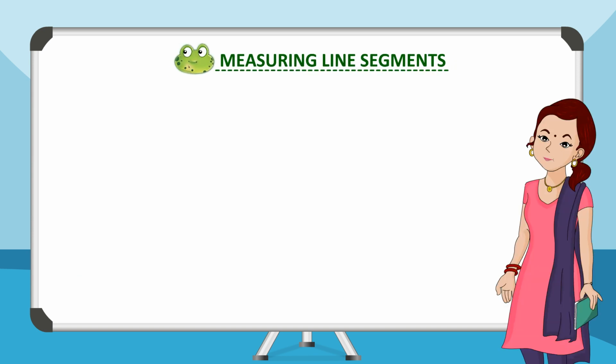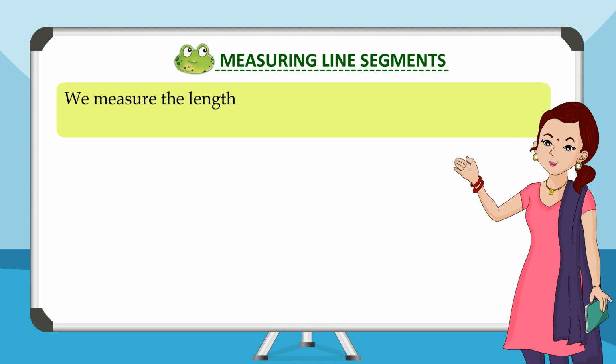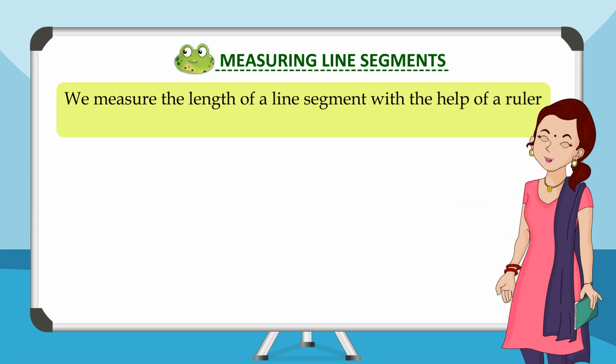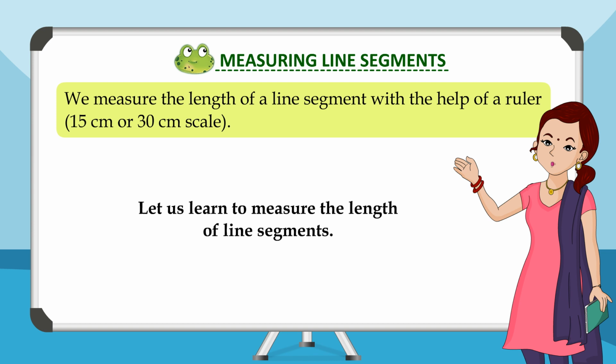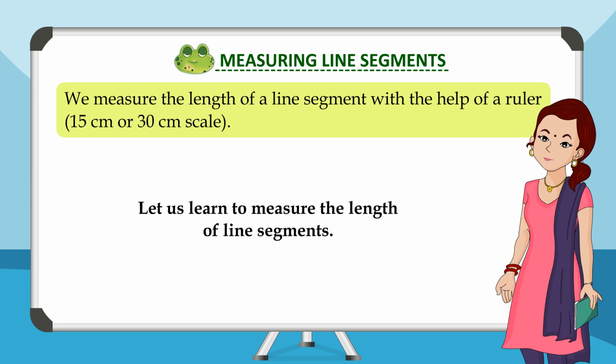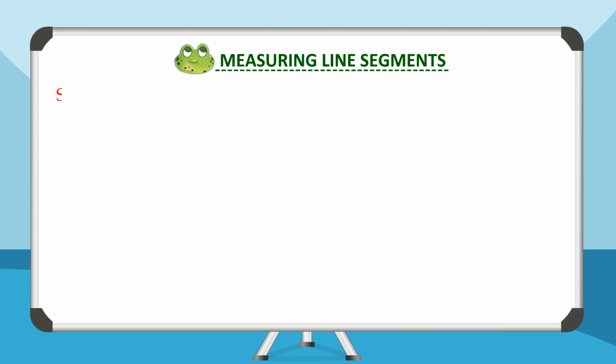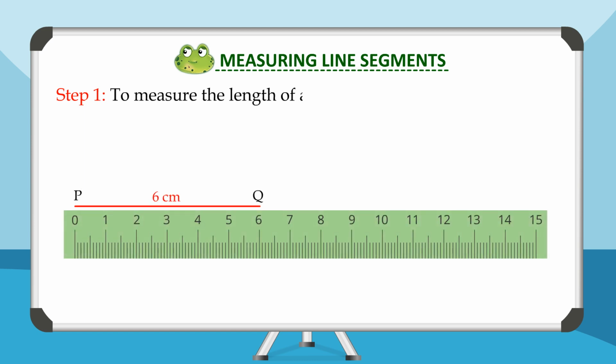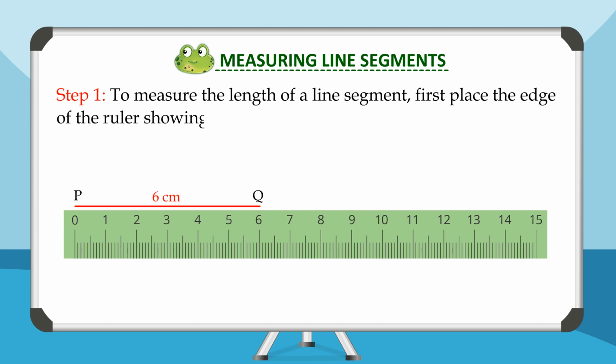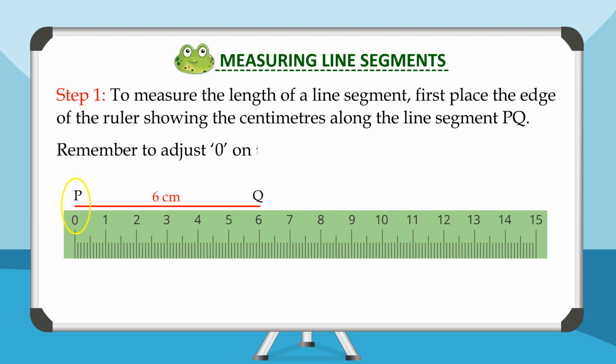Measuring line segments. We measure the length of a line segment with the help of a ruler, 15 centimeter or 30 centimeter scale. Let us learn to measure the length of line segments. Step 1. To measure the length of a line segment, first, place the edge of the ruler showing the centimeters along the line segment PQ. Remember to adjust 0 on the ruler at point P.